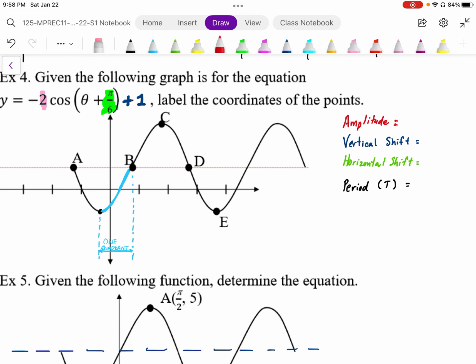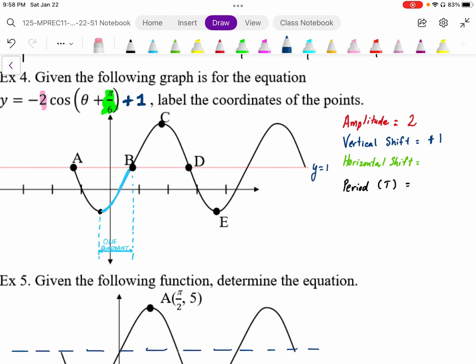So the amplitude is based on that 2. The amplitude is going to be the vertical expansion factor of 2. The vertical shift is, again, on the outside. It's going to be the plus part on the outside, so our vertical shift is plus 1. So that means that the middle line is at y equals 1.